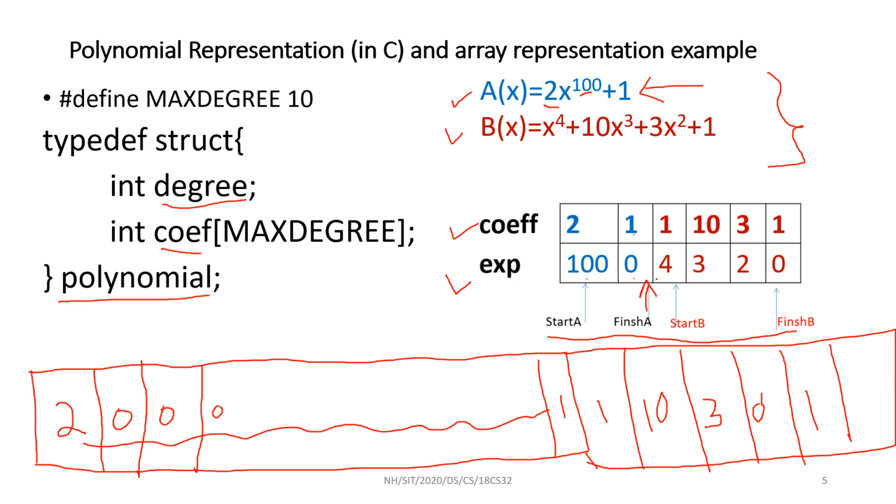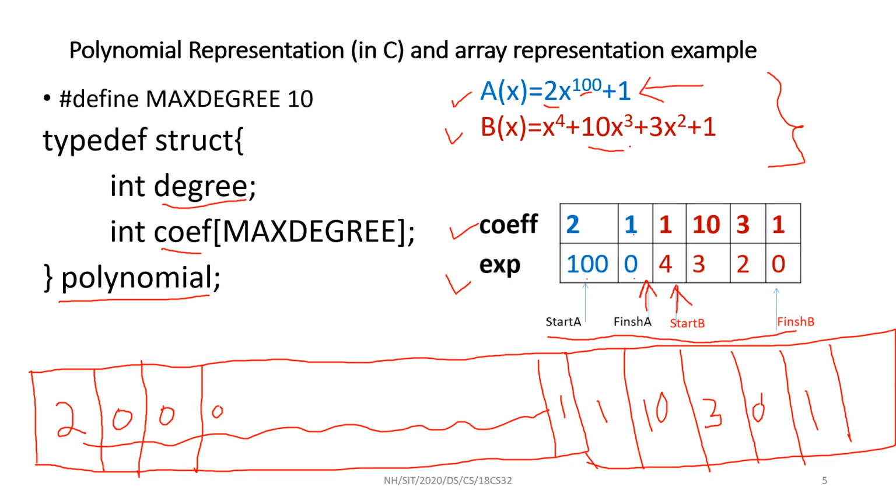In the next location, start storing the next polynomial. What is the next polynomial? B. Start storing. That is the starting point of polynomial 2. What is the first term? X to the 4. What is the coefficient? 1. Altogether 1, 4. Do you have any more terms?